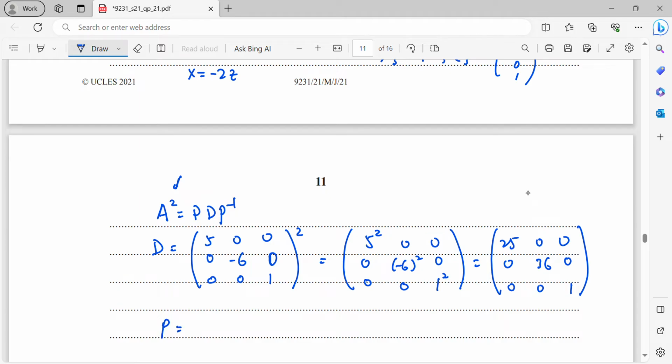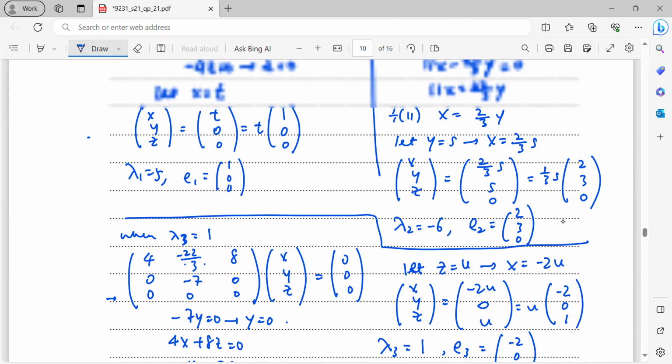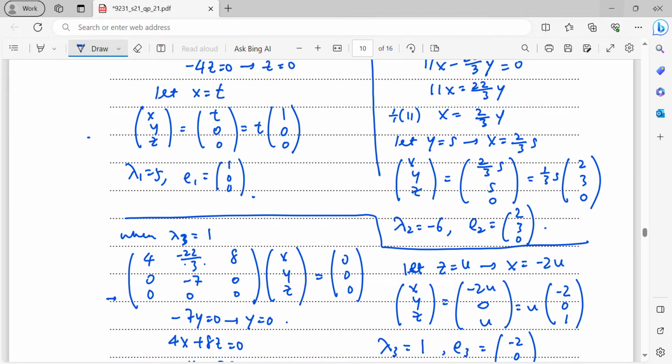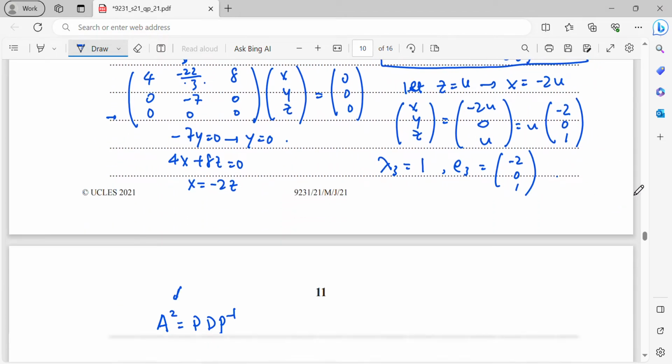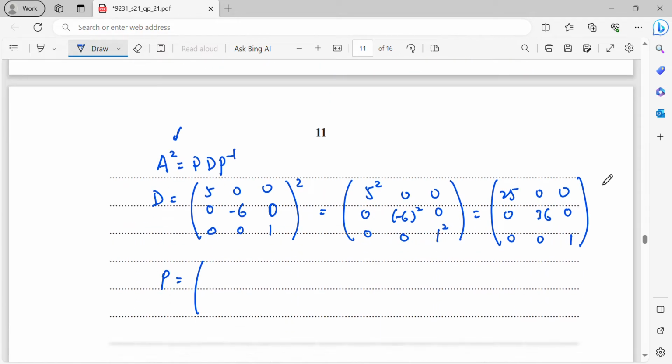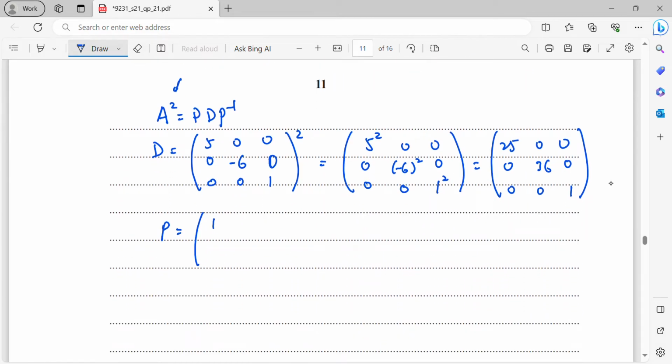Together with the P, it will be the corresponding eigenvectors. So the first one, 1, 0, 0, then 2, 3, 0, and the last one, negative 2, 0, 1. So just put all of this into the matrix, but they will be the columns of the matrix P. Okay, so that's all for the D and P.